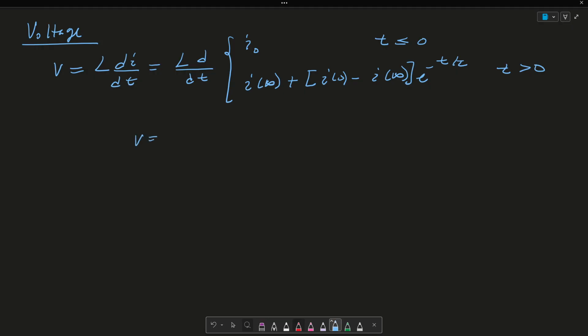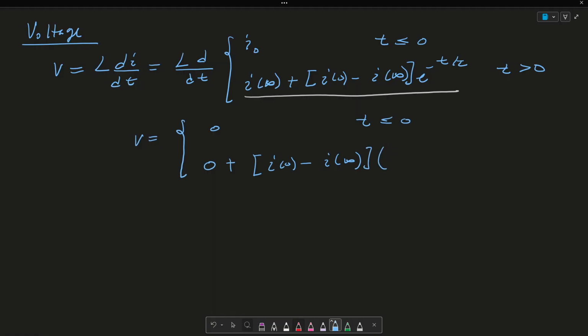So now V becomes the derivative of I0, which is just 0 for t less than or equal to 0. So now L times the derivative of this function becomes something like this: 0 plus I0 minus I infinity times negative L over tau e to the minus t over tau for t greater than 0.